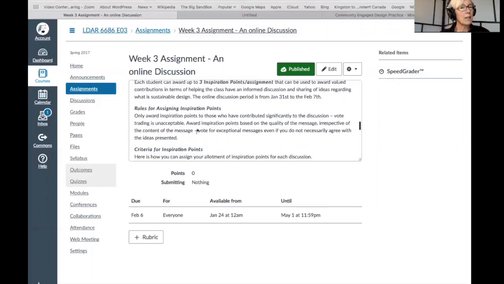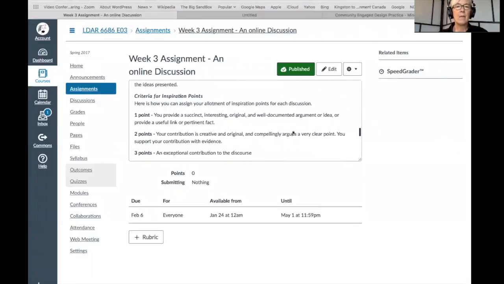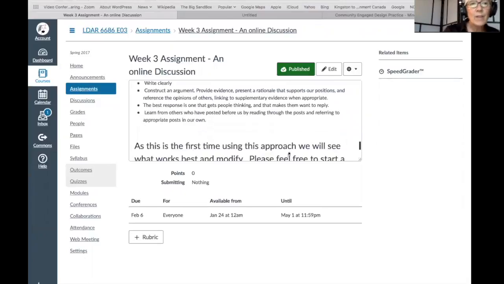Vote trading is unacceptable. Award inspiration points based on the quality of the message, irrespective of the content. Vote for exceptional messages, even if you don't necessarily agree with the ideas presented. And then here's your criteria for those points: I'm going to award a 3-point inspirational point for so-and-so because he did just an incredible job and really got me thinking about things that I had never thought about in the past. So that's the goal with this.